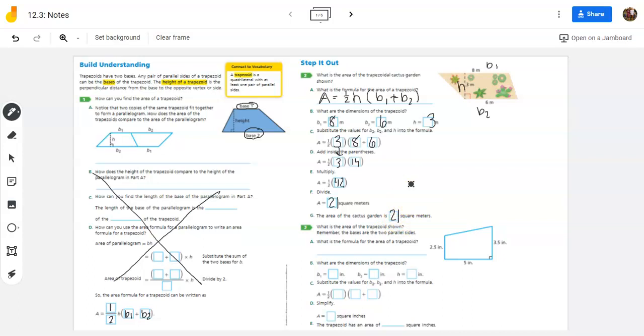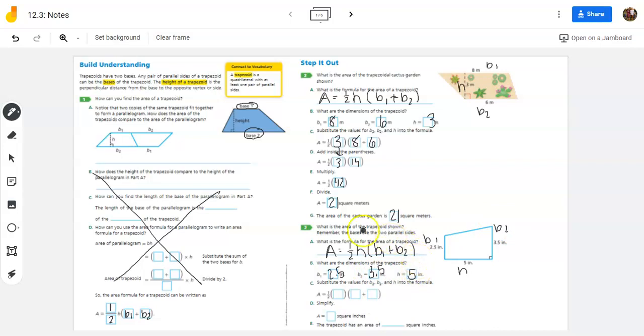This does take a while because you haven't done trapezoids before, and this formula is way more complex than the other one. So let's just take our time. It's okay if you don't have it down yet. Number 3. What is the formula for the area of a trapezoid? A equals 1/2 H, and then in parentheses, B1 plus B2. So if we look here, this is the height, which is 5. B1, I'm getting is 2.5. B2 is 3.5.